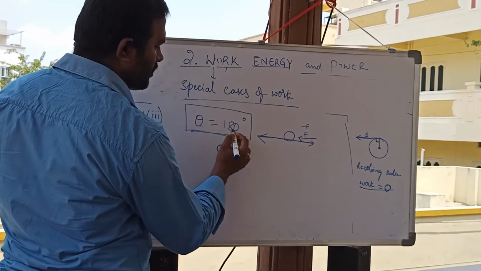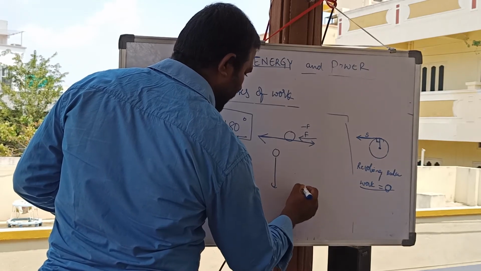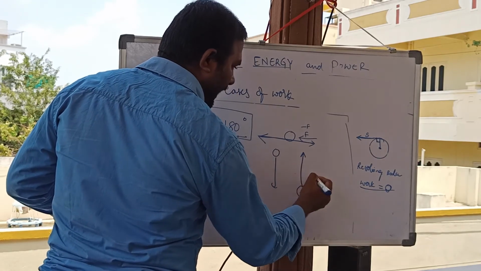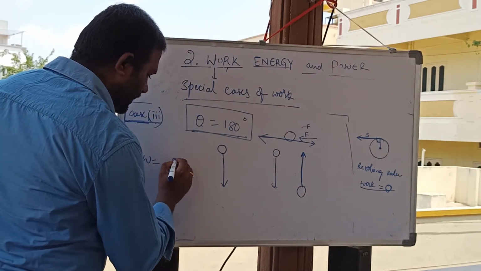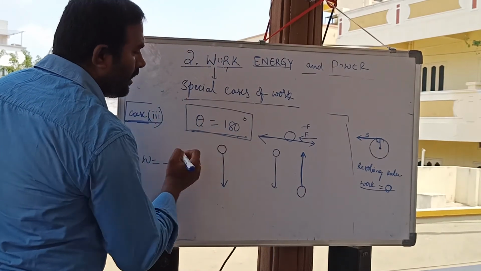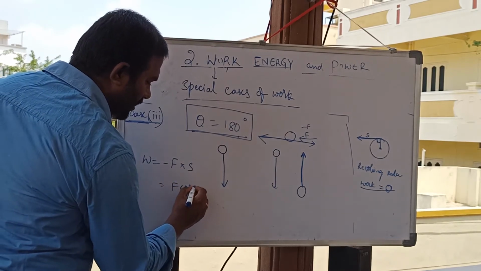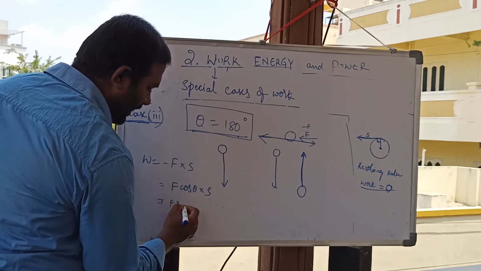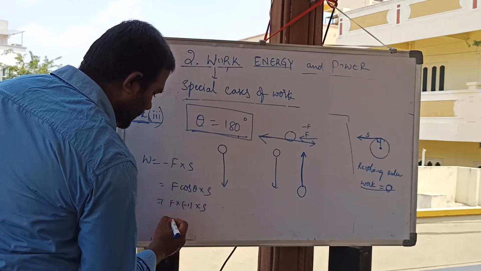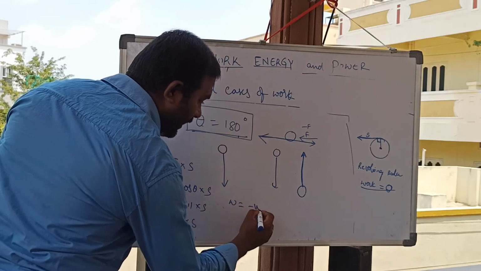Okay, third, theta is equal to 180. A freely falling body we have seen. Now you can take a body and throw it up. It is in the opposite direction. Work is done in the opposite direction. That will come under theta equal to 180, because if you take F cos theta into S, now F into cos 180, which is minus 1, into S, is nothing but minus F into S. Work is done in the form of negative.